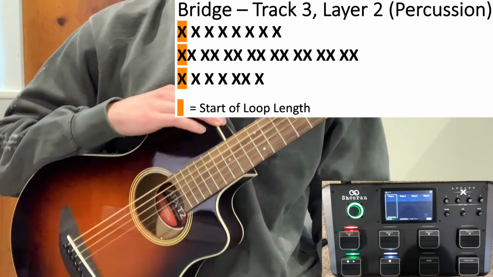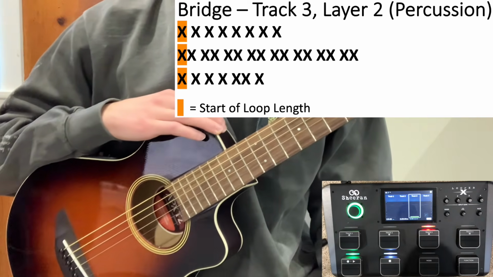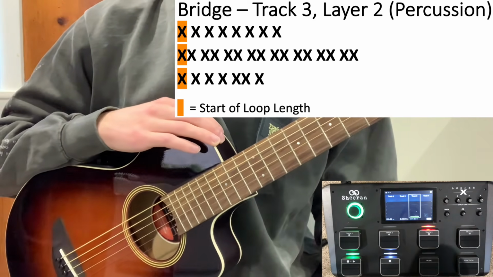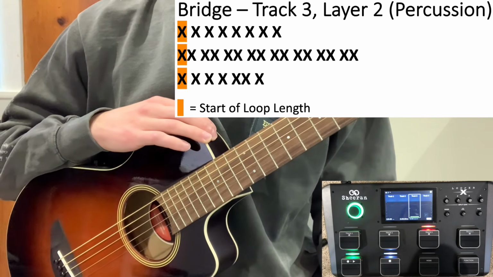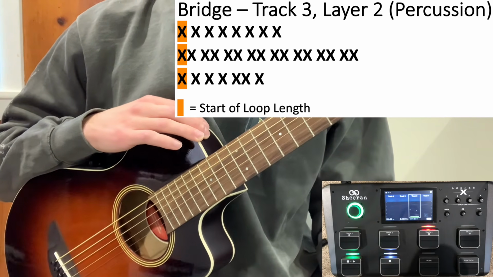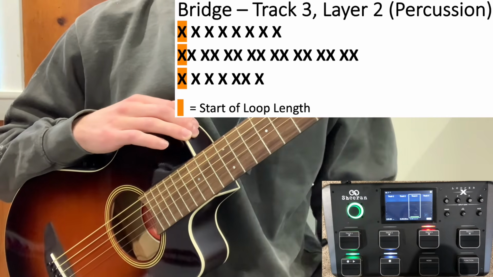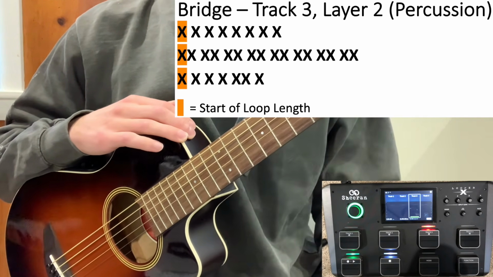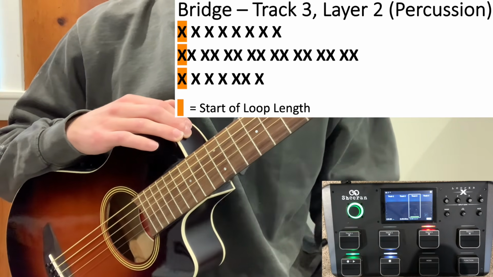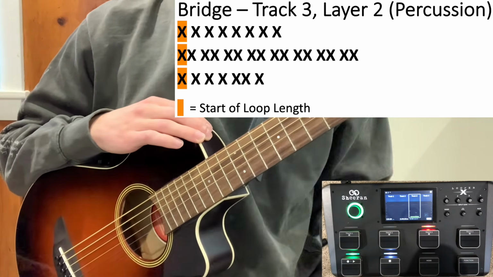All right, so now we're on to part 3 of the bridge, and this has us back on whatever track that you've been adding your percussion and snare into. For me, that's track number 3. And so similar to previous parts, this is actually 3 different layers, but again, I find it just easier to think of all of this as 1 bit as opposed to 3 separate layers. However, each part highlighted in orange is the start of the new loop length. And so this is pretty easy here.